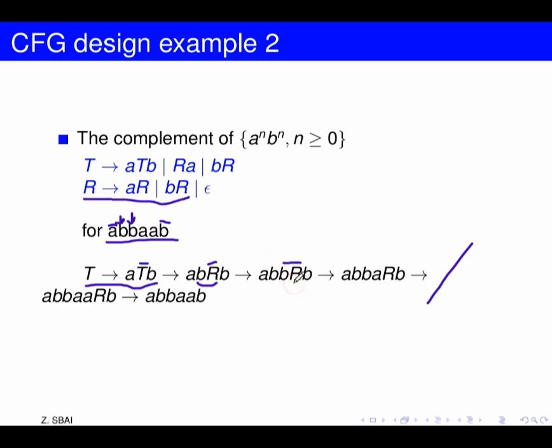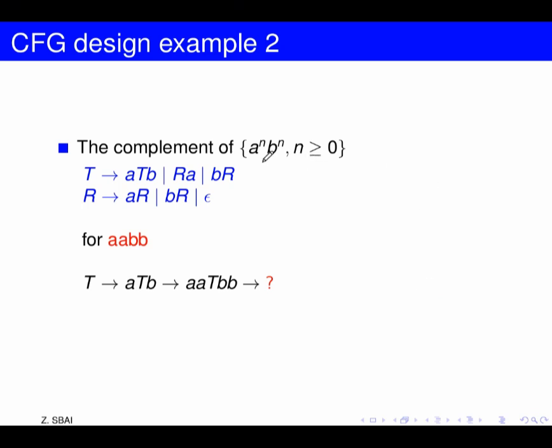Then for this R, we will choose aR, since we are reading a in the input, so we will choose R yields aR. Again, we have a variable R here, and it will be substituted by aR, since we have in the input another a here. And now all the symbols of the input have appeared, so the last R will yield epsilon, and we will obtain the desired string.